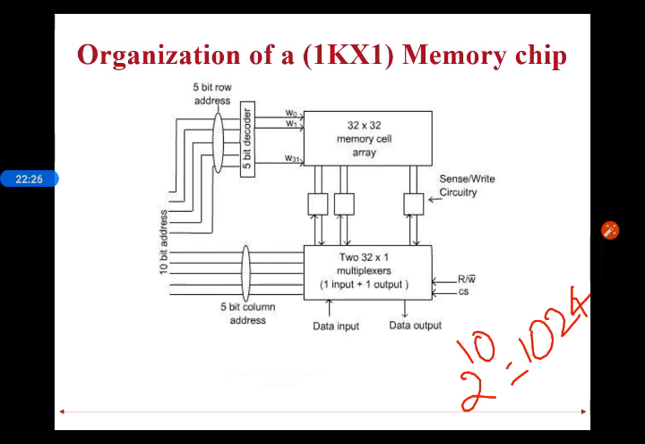So here the memory chip that is used is 32 by 32. What does it mean? That means 32 rows and 32 columns are there. 32 means 2 raised to 5. So 2 raised to 5 into 2 raised to 5 is 2 raised to 5 plus 5, that is 2 raised to 10.